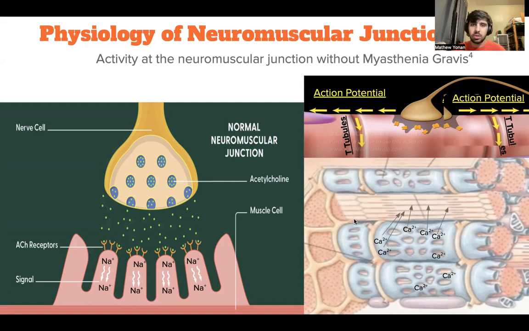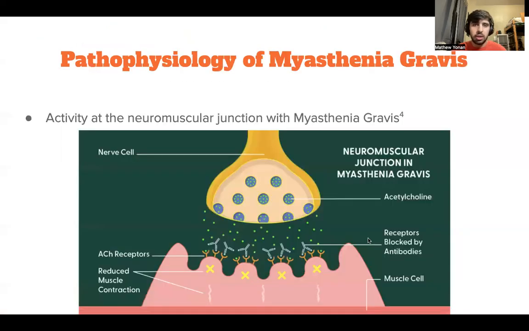The sarcomere is a unit of actin and myosin overlapping. This calcium causes the actin and myosin filaments to slide past each other, which causes a regular muscle contraction. That's the regular contraction. Now let's look at the pathophysiology of myasthenia gravis and how it affects the activity at the neuromuscular junction.